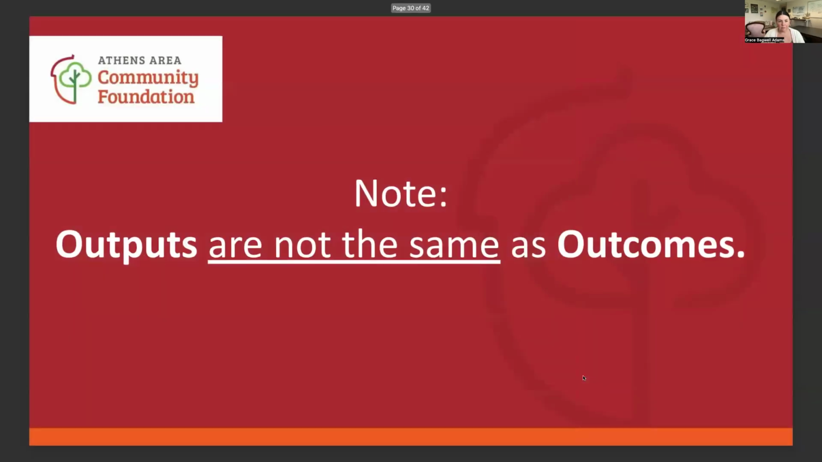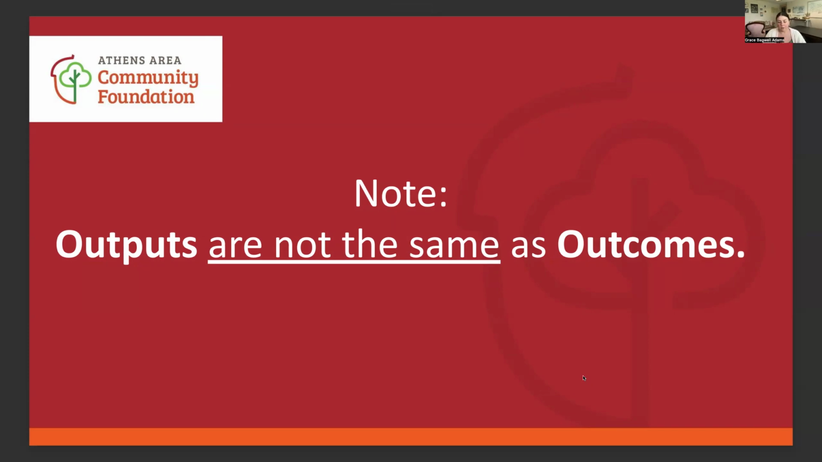and how it will impact your community. And this is my red slide again to say outputs are not the same as outcomes. In almost 20 years of working with nonprofits and thinking about evaluation, what I have learned is that a lot of nonprofits are really confusing outputs and outcomes.